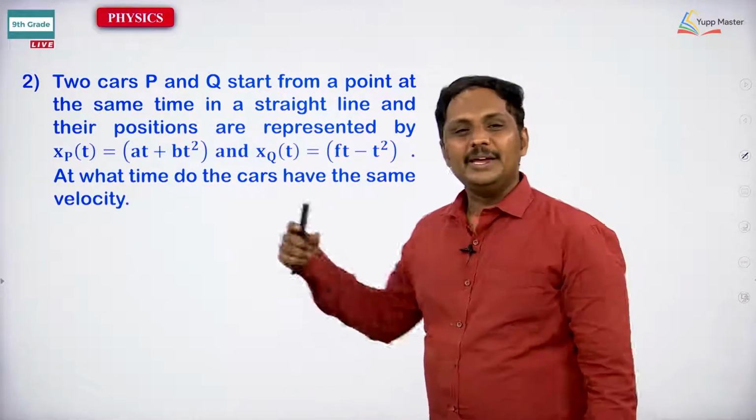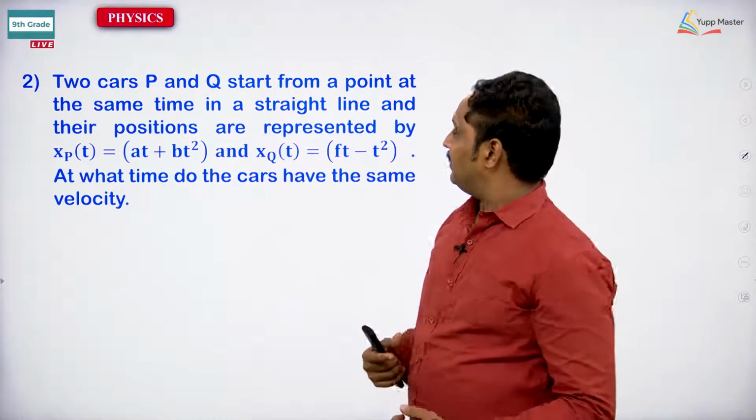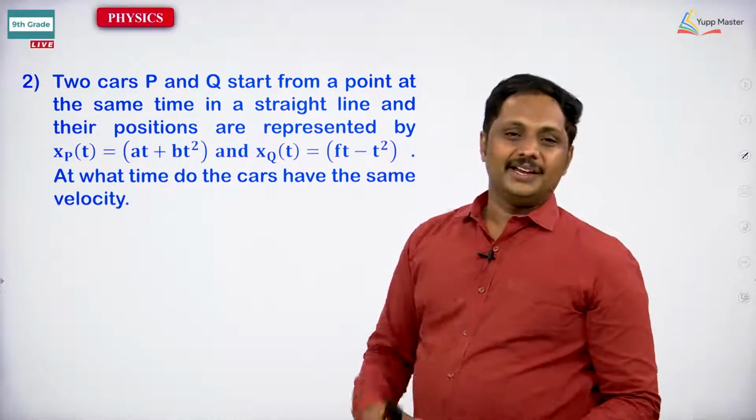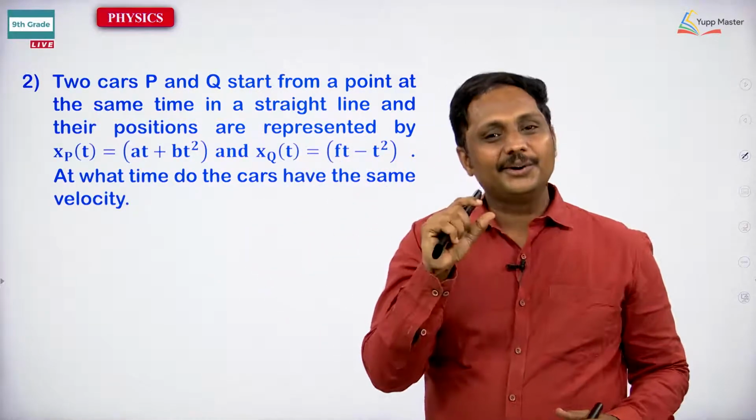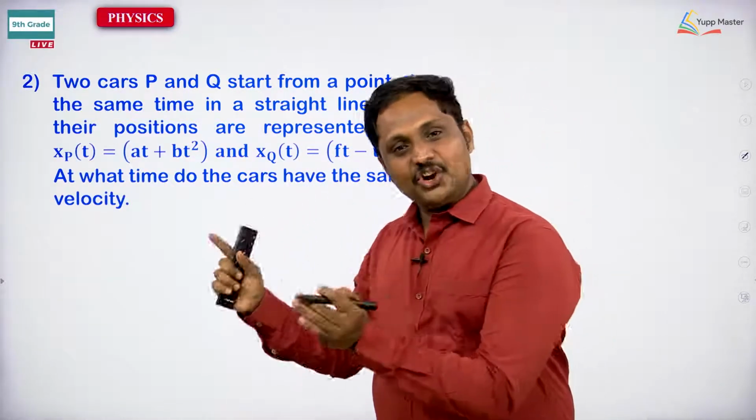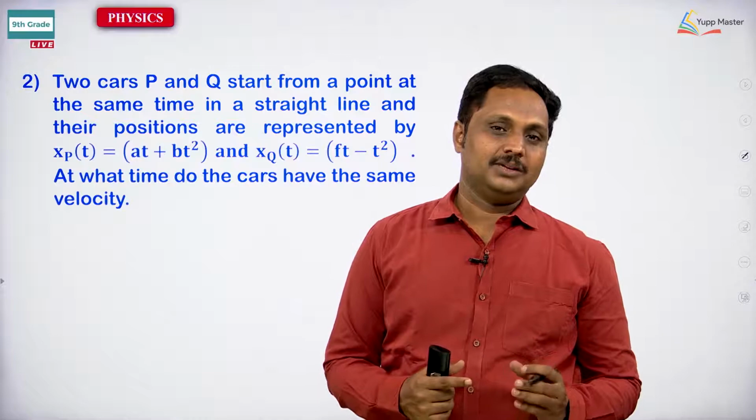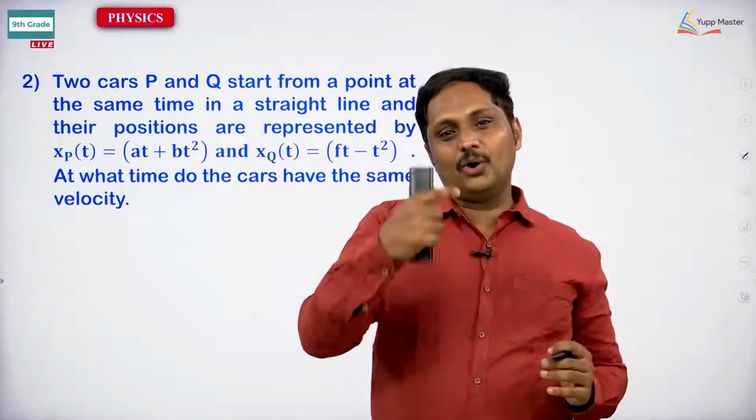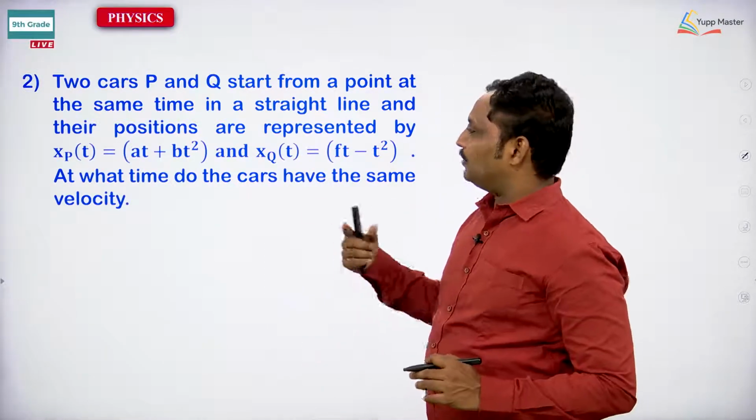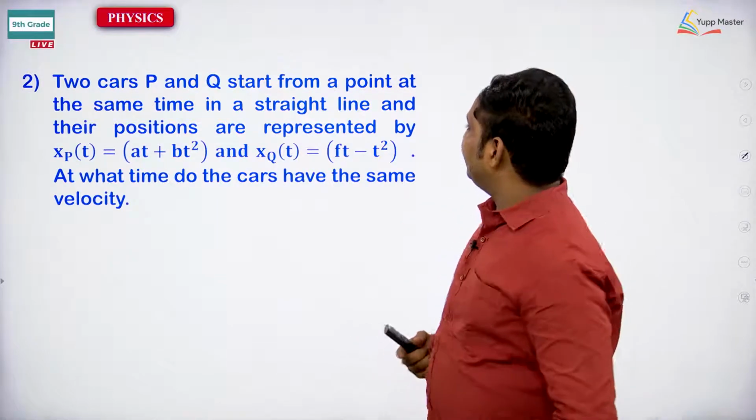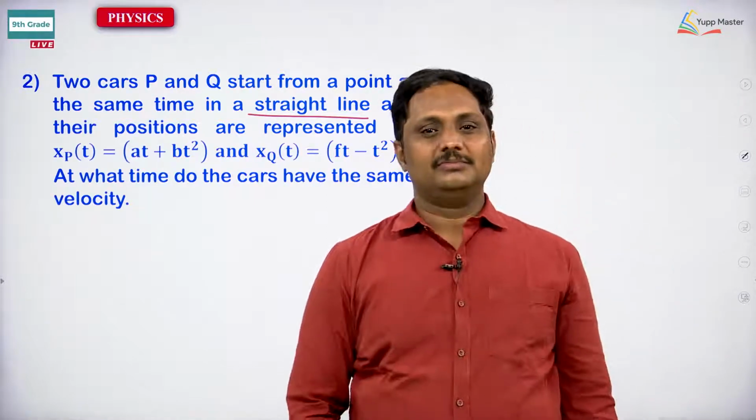Two cars P and Q start from a point at the same time in a straight line. It is very clear, the given problem is related to the distance covered by the car as a function of time. As the time increases, the distance covered by that car also increases, no doubt at all. They are in a straight line, that is 1D motion.